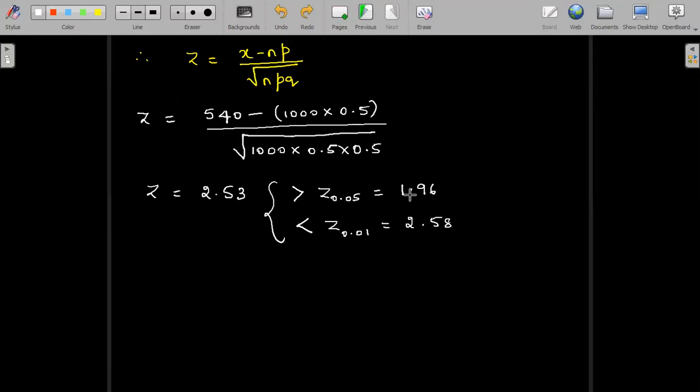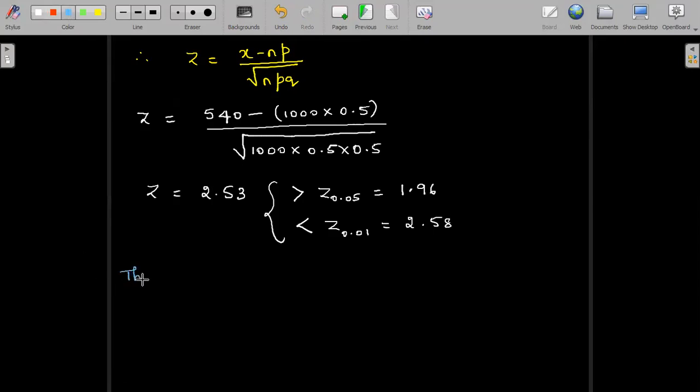So here in this problem, we are accepting the hypothesis at 1% level of significance and rejecting the hypothesis at 5% level of significance. So accepting the hypothesis means the coin is unbiased. So let us conclude the lines.